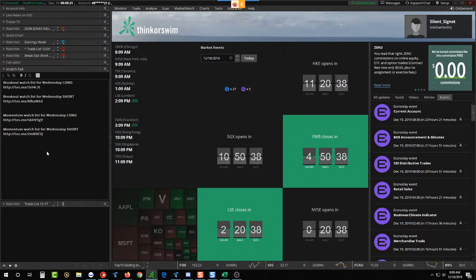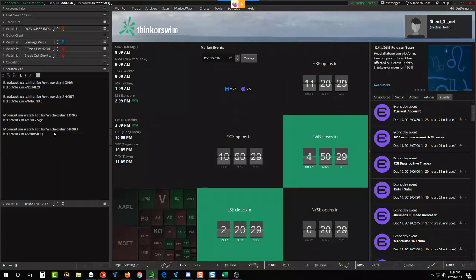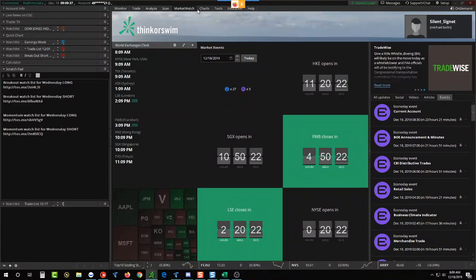Is it a high implied volatility watch list? Am I looking for a breakout? What are the rules for that breakout? Am I looking for a momentum trade? Right, and then I can use that and ignore anything that doesn't fit that criteria.